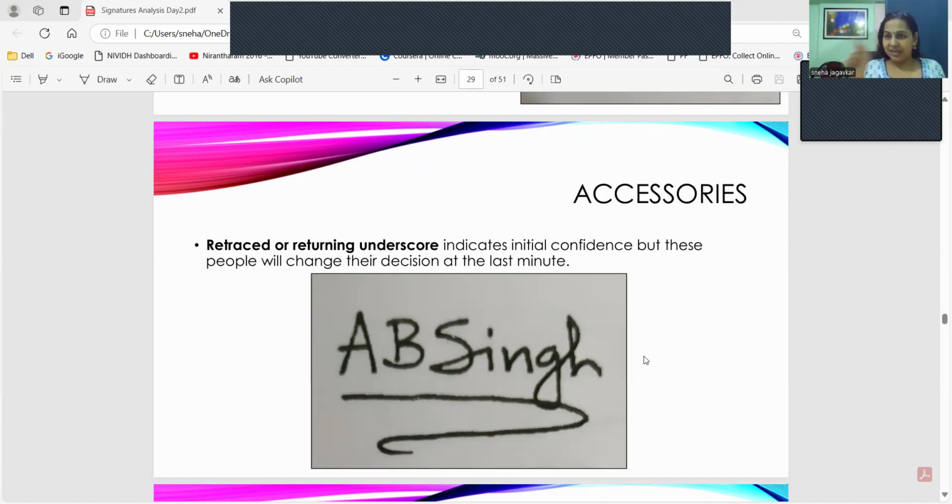So if the writer has this retraced kind of underscore, the other people connected to this writer find it difficult to understand what exactly the person is trying to do. You know, sometimes it is yes, sometimes it is no. Sometimes almost 99% of the work is done, and for that 1%, people say, no, I'm not interested, or I don't want.